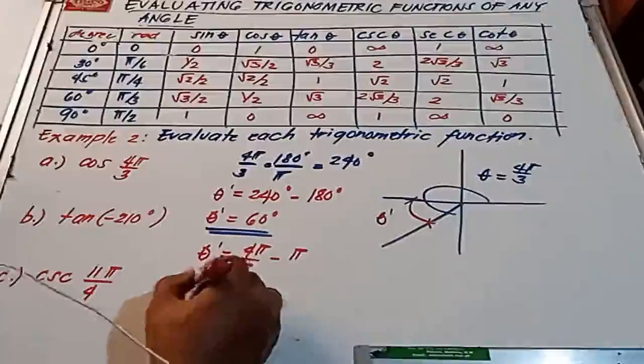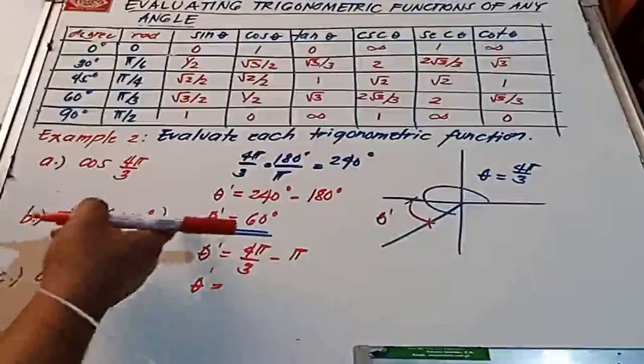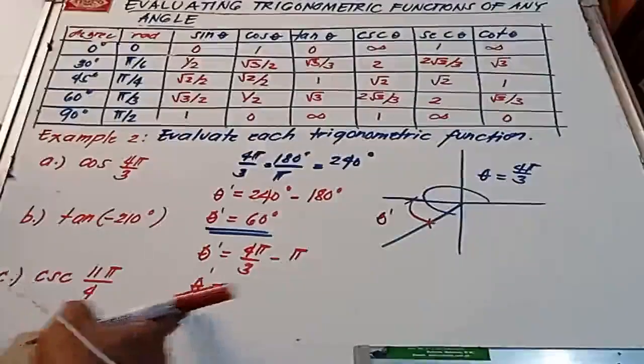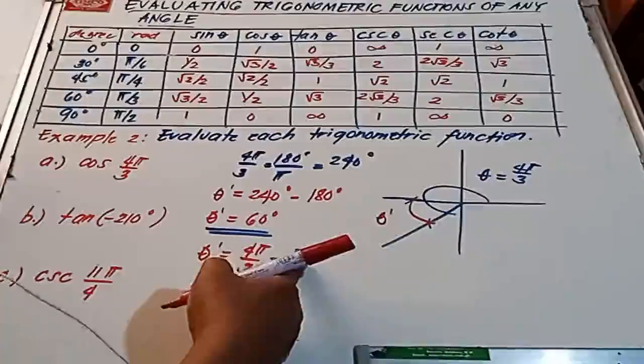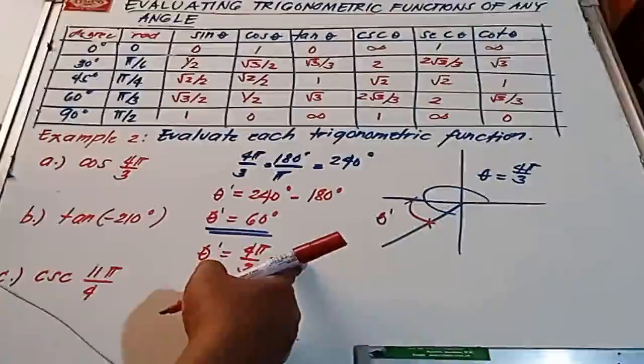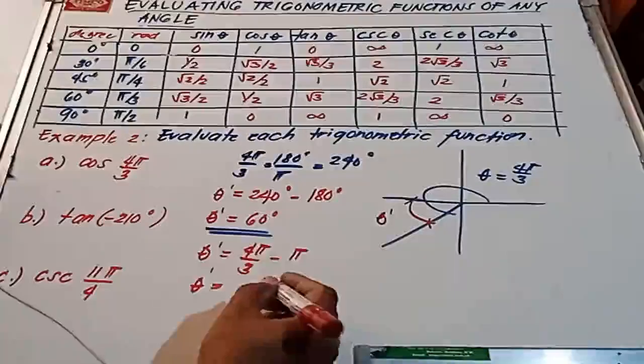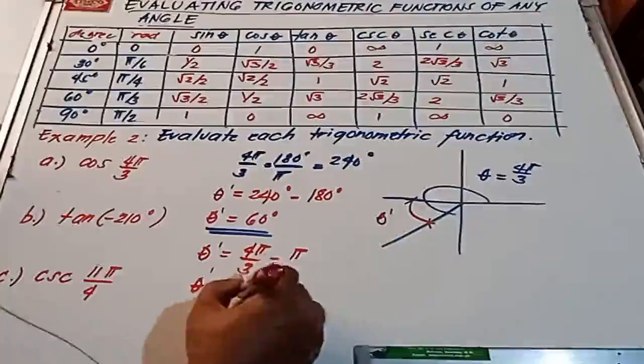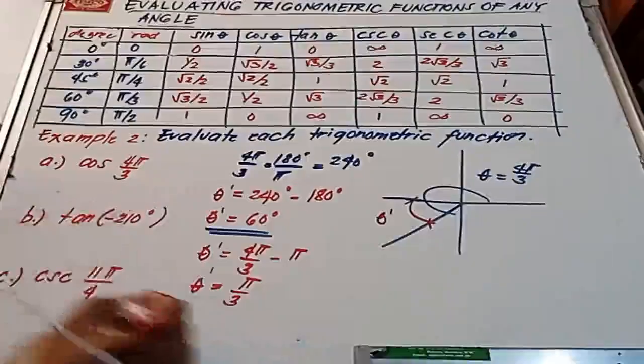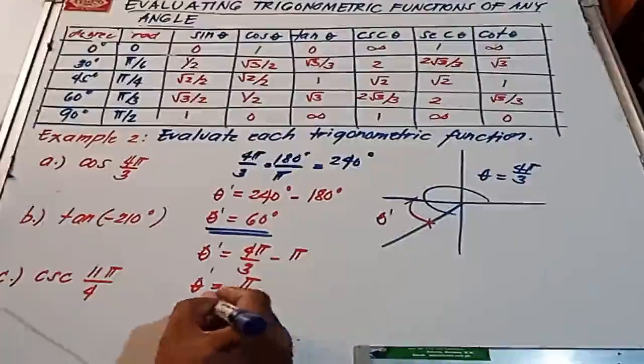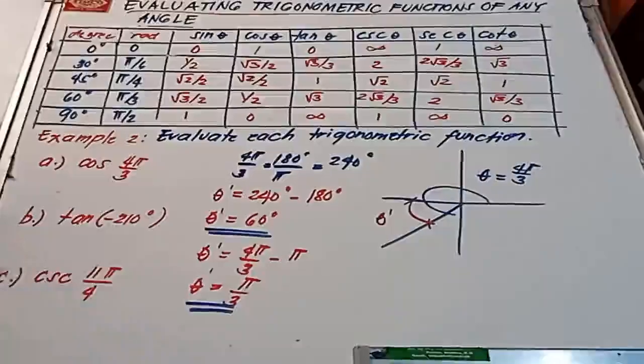Okay? Sinolve ko na parehas in degree and in radian. So, that is 3 times pi is 3 pi. Negative 3 pi plus 4 pi is pi. So, pi over 3. And pi over 3 is the same as 60 degrees. Now, nakuha na natin yung kanyang reference angle.